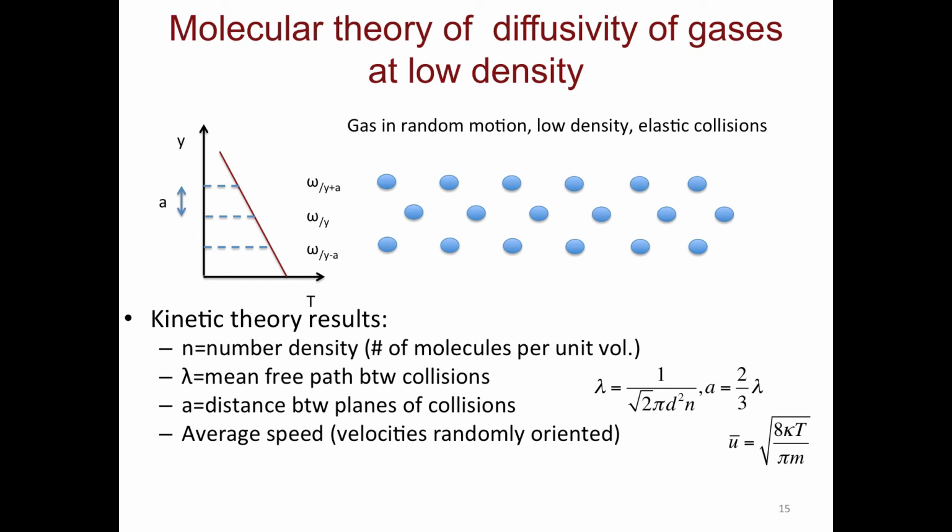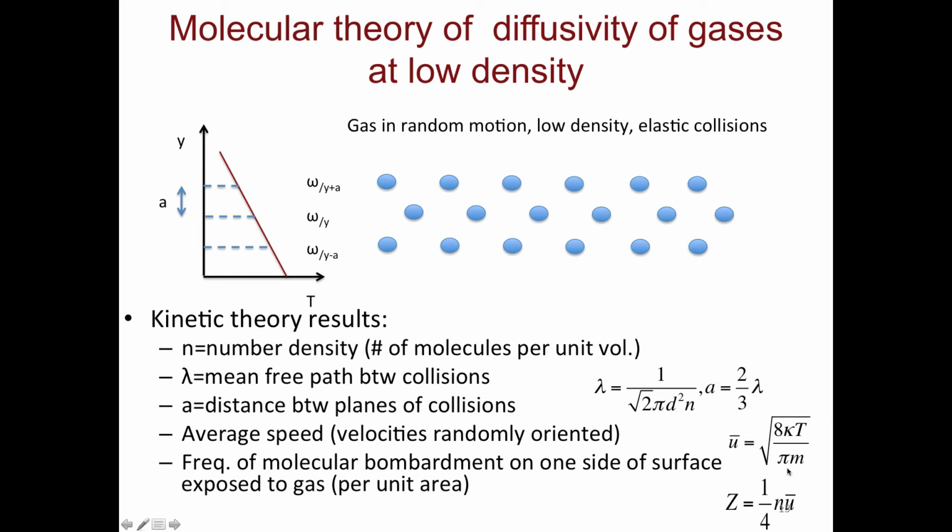And I will look at the average speed, basically speed as in magnitude of the velocity, and that's related to my macroscopic temperature using a constant here. What's the name of this constant? Boltzmann constant. Okay, and of course it depends on the mass of the molecule.